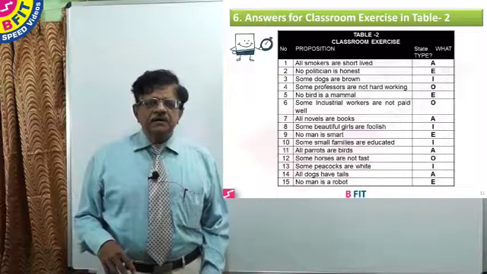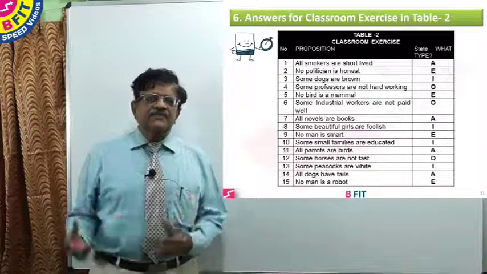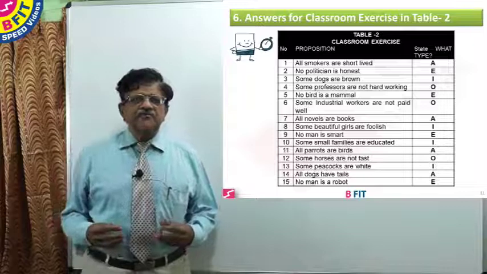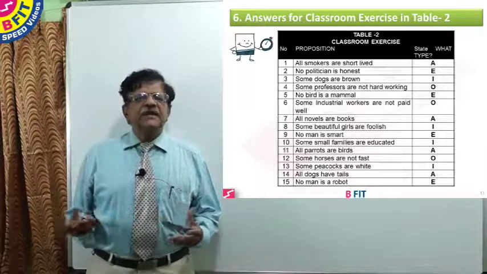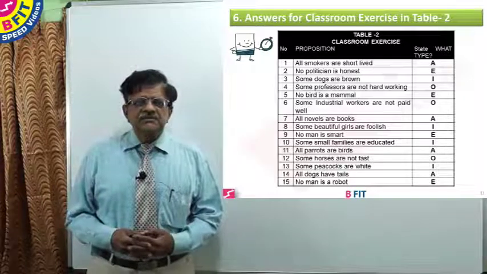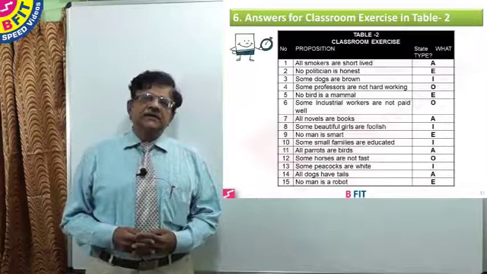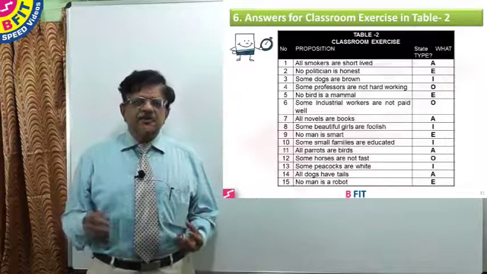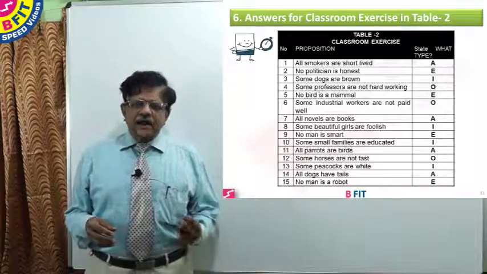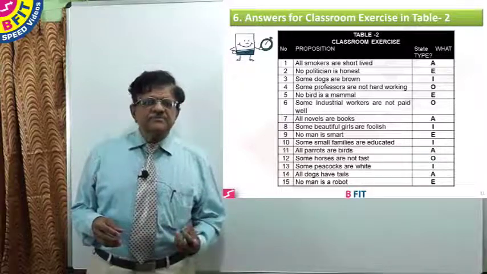All parrots are birds. It talks about the entire class of parrots, and therefore it is universal, no negative, affirmative, therefore all parrots are birds is A-type statement. Some horses are not fast. It is talking about some horses, not the entire universe of horses, and there is a negative word not. Therefore it is particular and negative, and therefore it is O-type statement.